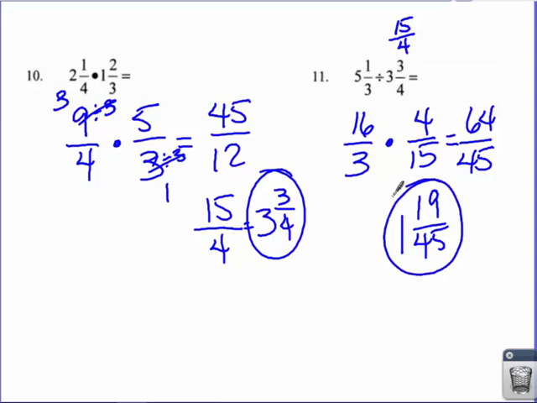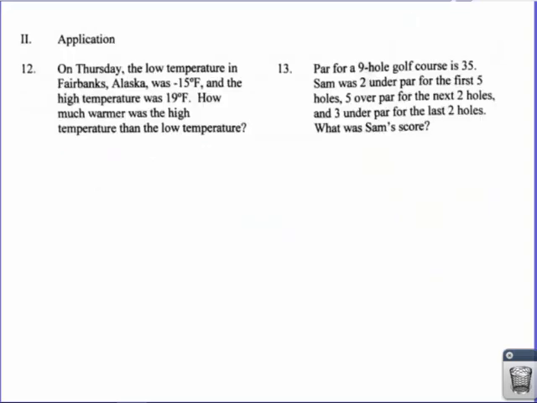Okay, now to the word problems. Let's take a look at these. On Thursday, the low temperature in Fairbanks, Alaska was minus 15 degrees Fahrenheit, and the high temperature was 19 degrees Fahrenheit. How much warmer was the high temperature than the low temperature?